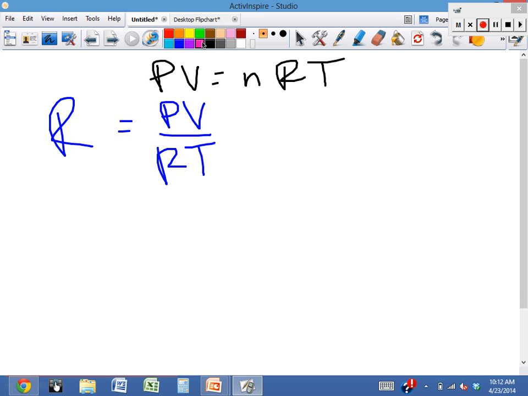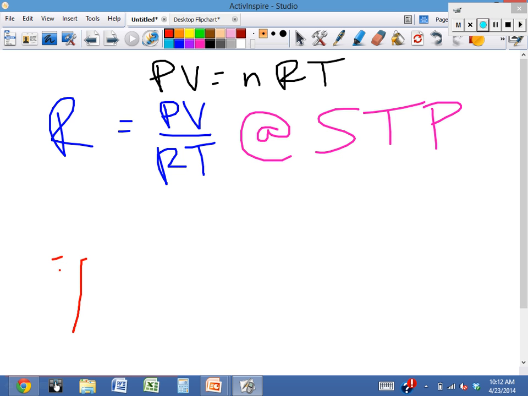And so let's just assume that everything we have is at STP. This is something that you need to go back and look at. Make sure you know what STP is and what the values are. STP is standard temperature and pressure. Do remember that, okay? So if you plug all your values in for STP, the pressure you should know is 1 atmosphere.